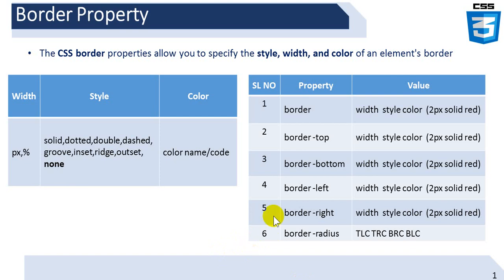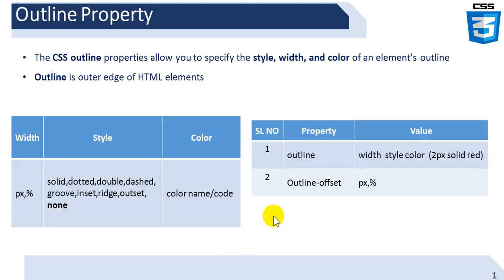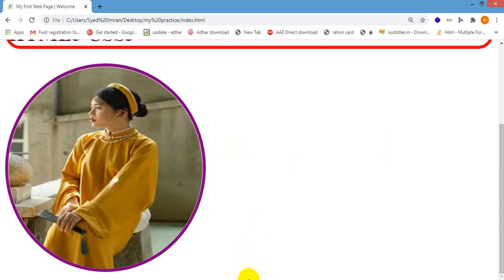Next we will move to something called the outline property, guys. It has the same values like border. You can pass width, you can pass style. CSS outline properties allow you to specify the style, width and color of an element's outline. Outline is the outer edge of HTML elements. We have only two things: outline and outline offset. There is no outline radius, there is no outline left, right, top, bottom.